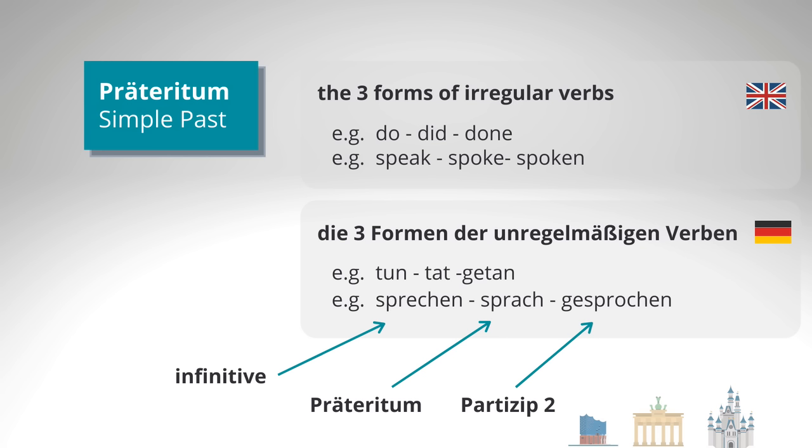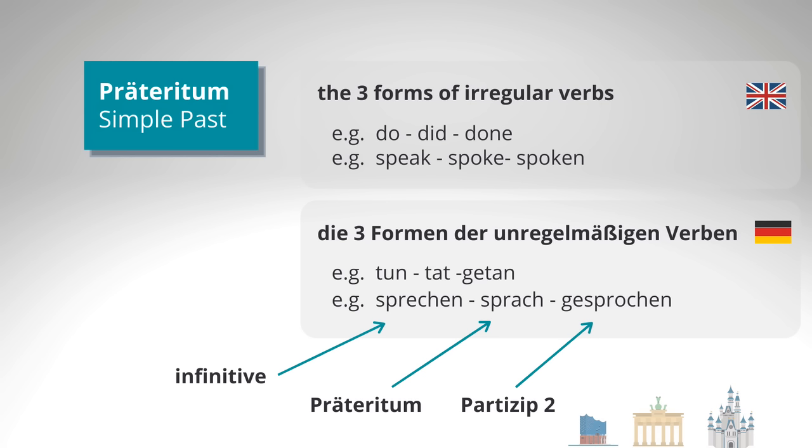Let's take a look. Maybe you already heard of the three forms of irregular verbs in English. They are these forms like do, did, done; speak, spoke, spoken; and so on. They are basically the infinitive, the simple past form, and the past participle. And in English, there are actually a lot of these forms that are irregular. I mean, if do were regular, it would be do, doed, doed. Or if speak were regular, it would be speak, speaked, speaked.